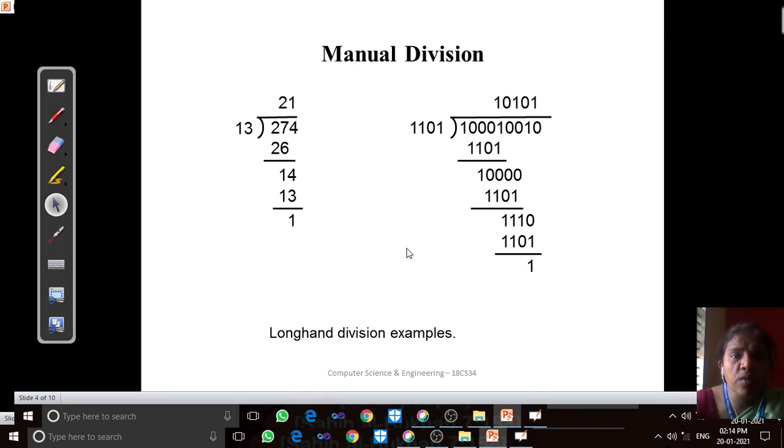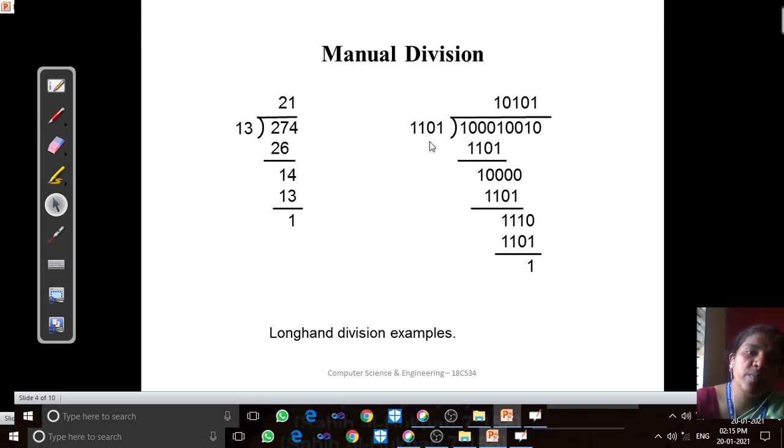How is normal manual division performed? When you are doing normal decimal number division, you take 13, a 2-bit number. If the dividend is greater than the divisor, then you perform the division with the 2 bits. If it's not, you have to take 3 bits. Similarly, take the next bit down and perform the division again with the same set. Whatever you get is the remainder, this is the quotient, this is the divisor, and 274 is the dividend.